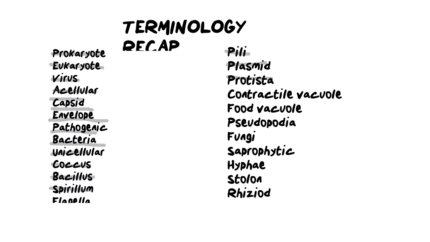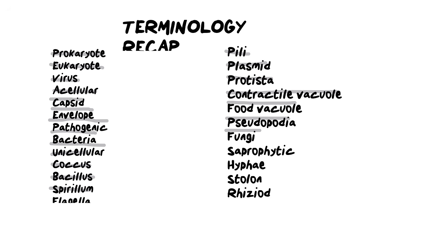Then we have Protista. Now, Protista are these unusual microorganisms that live in water, and they have two very special vacuoles. They have a contractile vacuole, which moves water around inside of them, but they also have a food vacuole, which is where they digest what they have ingested. And they also have something called pseudopodia, which are false feet. I'm going to do a whole video on pseudopodia formation and contractile vacuoles as well. Then we looked at fungi.